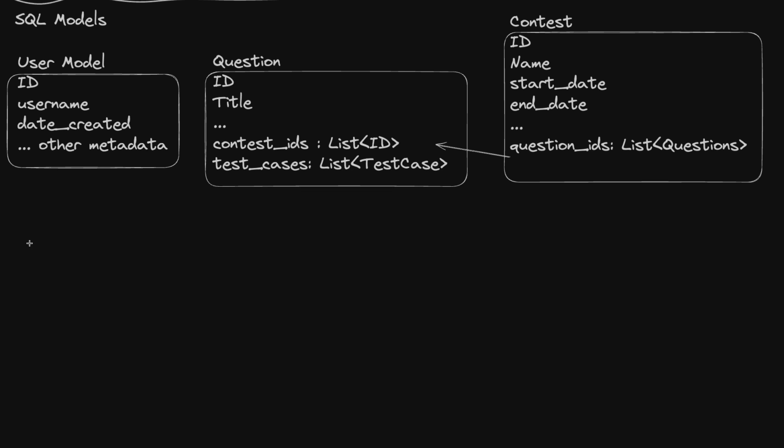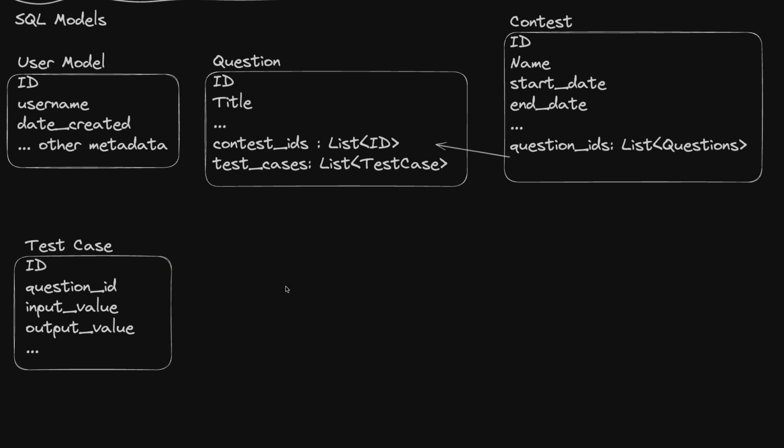Okay, so I seem to have run out of space here, so let us just drag this down and do our last model, which will be the test case model. So obviously each test case will have its own ID. It's going to have the question ID that it's associated with. And then we could basically have the input value for the test case and the expected output value, and maybe some other metadata. So that is the test case model. Again, there can probably be extra stuff here. So the test case is linked to the question. So for a given question, you could see all of the test cases.